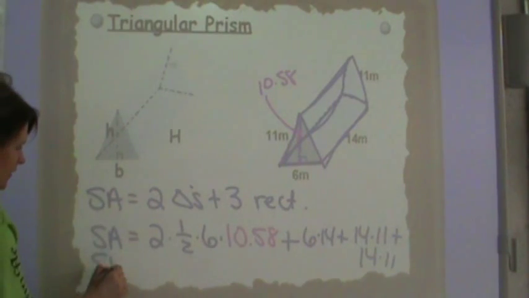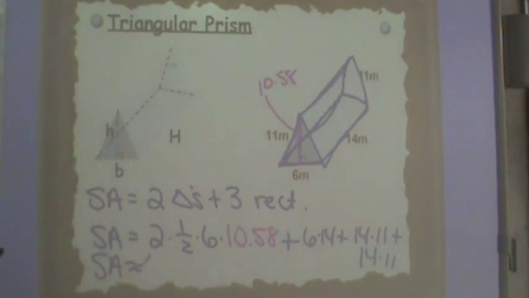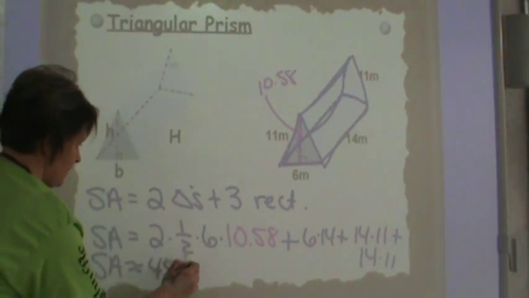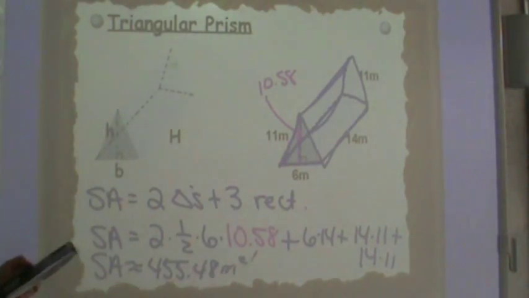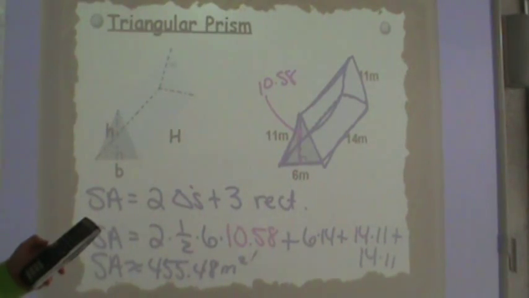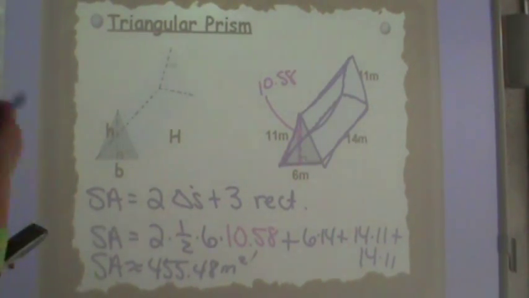Okay, put that all in the calculator. We're rounding because of the Pythagorean theorem. 6 times 10.58 plus 6 by 14 plus 14 by 11 plus 14 by 11. I got about 455.48 meters squared. So I'm checking my work again. 2 times a half times 6 times 10.58 plus 6 by 14 plus 14 by 11 plus 14 by 11. Okay.